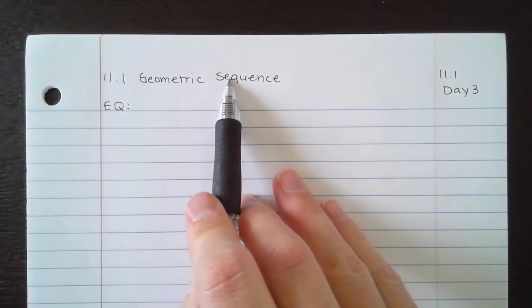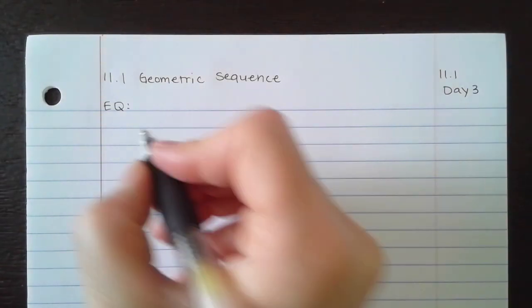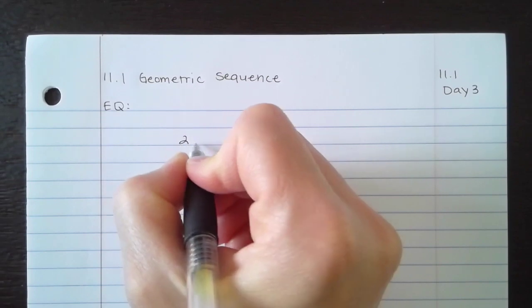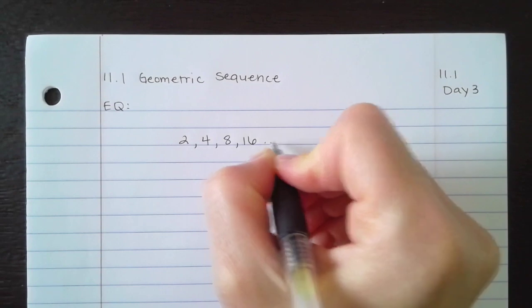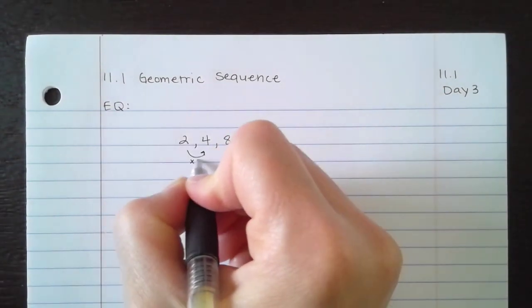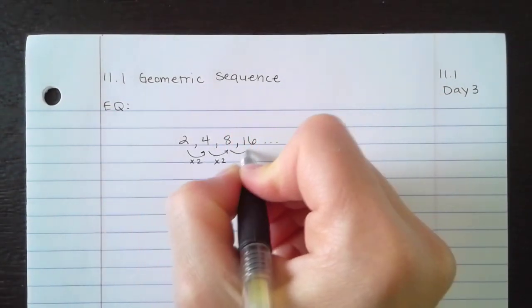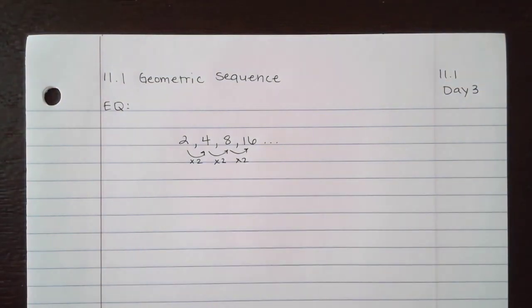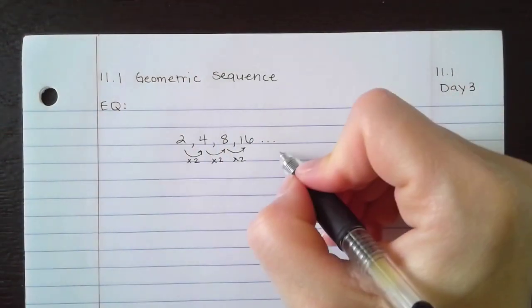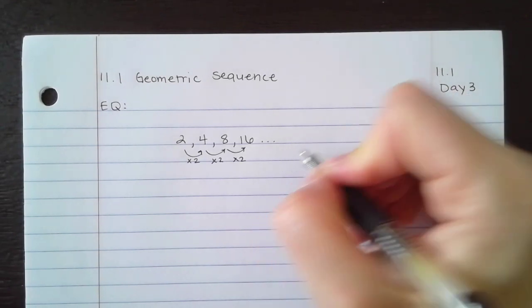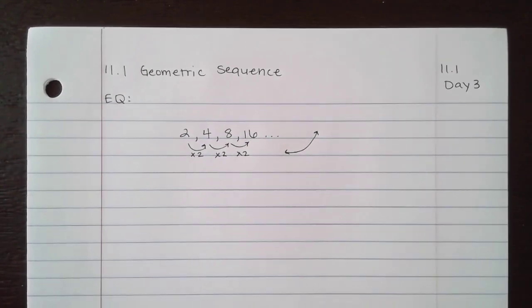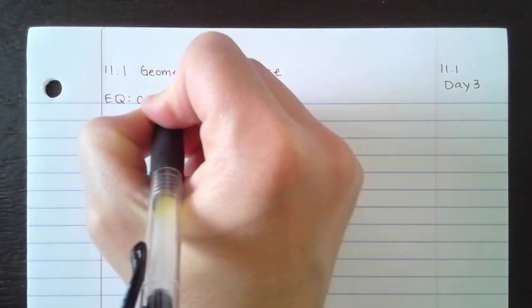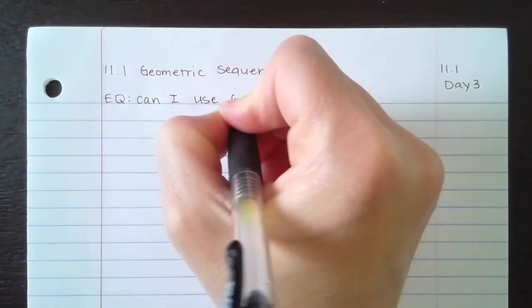Now, as a little reminder, a geometric sequence is a sequence. For example, how about we try 2, 4, 8, 16. A geometric sequence is when you multiply by the same number every single time. And it actually goes up really fast. It's not linear. It's not going to create a straight line as a graph. Your graph would look like this, and it goes up very, very fast. So that's our little tiny reminder of what a geometric sequence is, because our essential question today is, can I use geometric sequences?